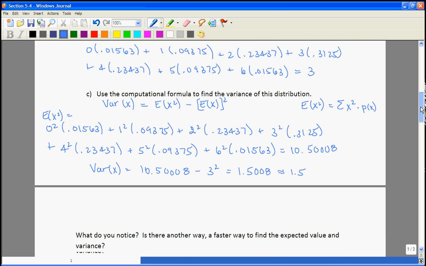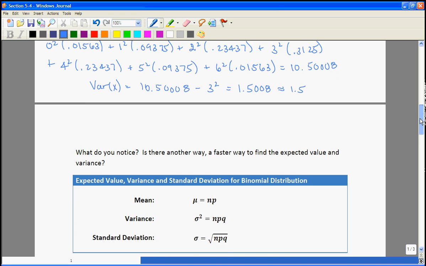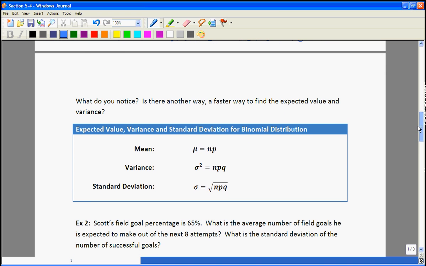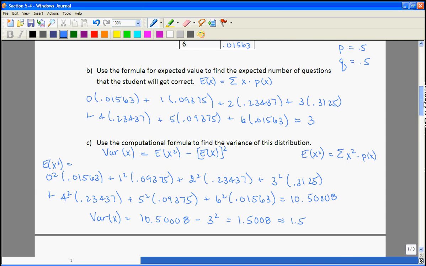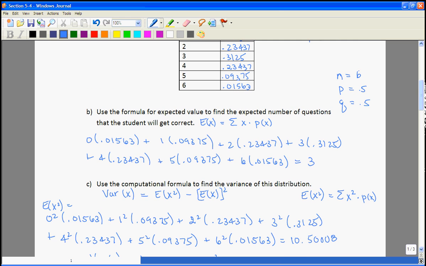But with the binomial distribution, it's actually really easy to find the mean. So instead of going through all of that, taking each value and multiplying by its probability, for the binomial distribution, it simplifies very nicely. To find the mean, you just take the number of trials times the probability of success. And if you look back, that's exactly where that 3 comes from, 6 times 0.5.